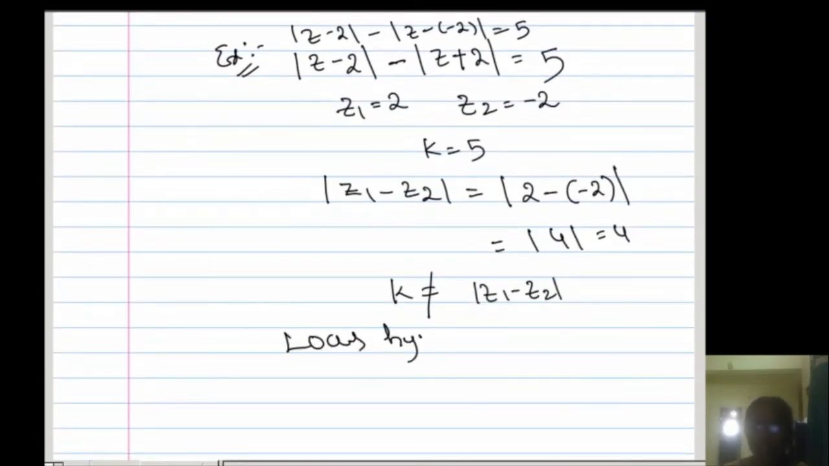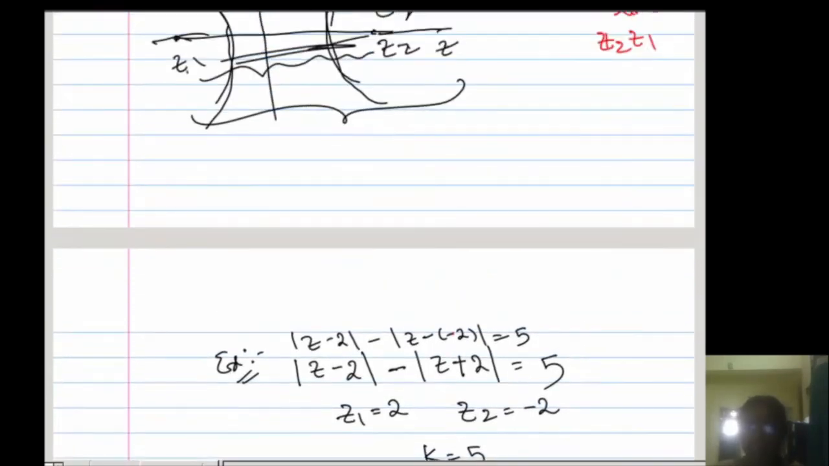Now what is our required locus? Hyperbola. So what is your question now? If they give it like this, find the locus of a point satisfying the condition mod z minus 2 minus mod z plus 2 is equal to 5, then what is the locus? That locus is hyperbola. So we can revise problems once again.